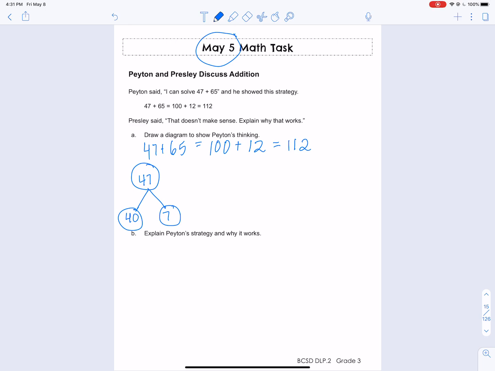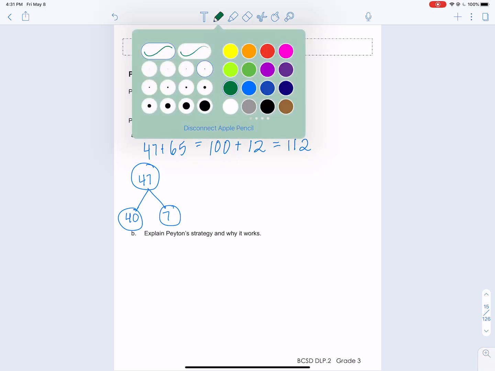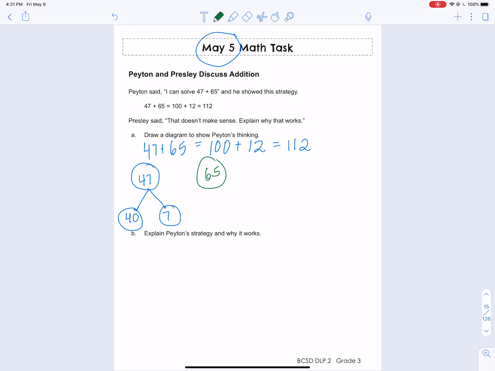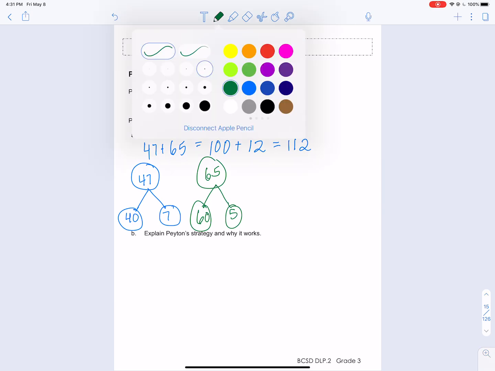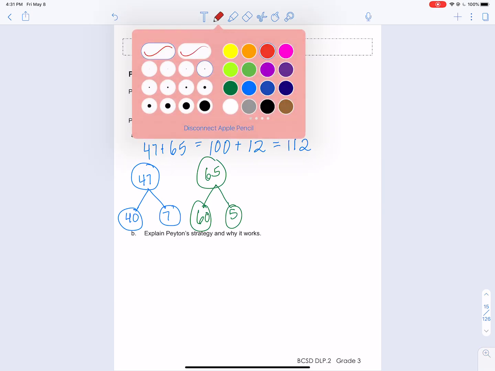And then for 65, I'll do a different color here. 65, I do a number bond for that. The closest round number would be 60, and then I would have to add 5 to make 65. So if you look at my number bonds, now you can easily see why Peyton did what he did.